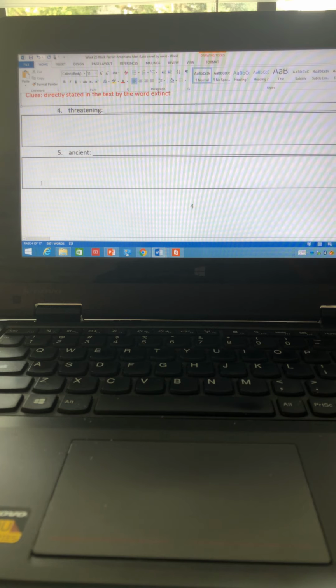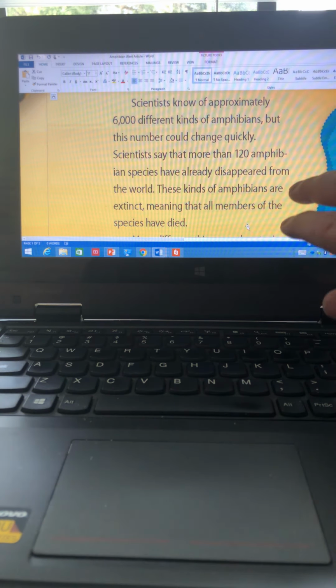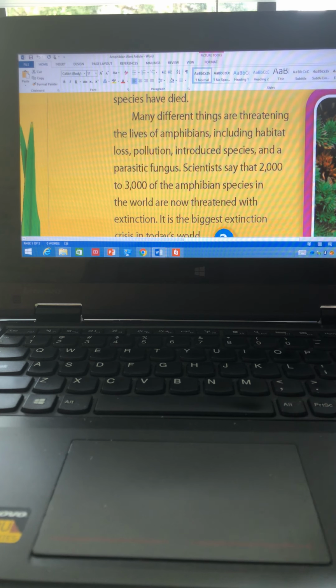Your assignment is going to be 4 and 5 as part of your graded work. I want you to look at the word threatening and then the word ancient. We saw the word threatening in the very next paragraph. We see it right there.